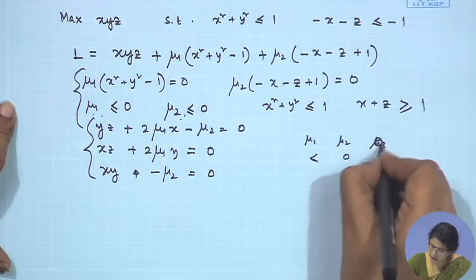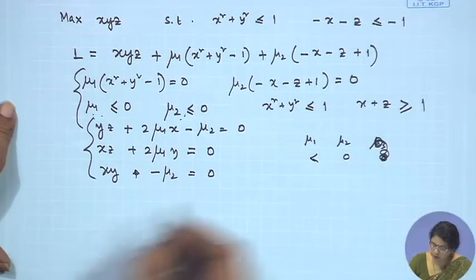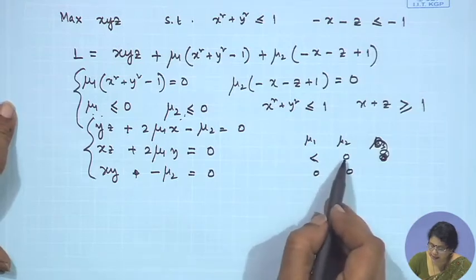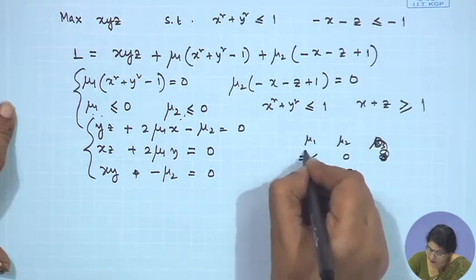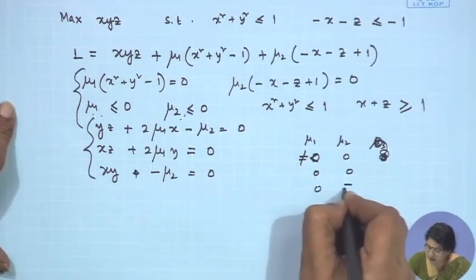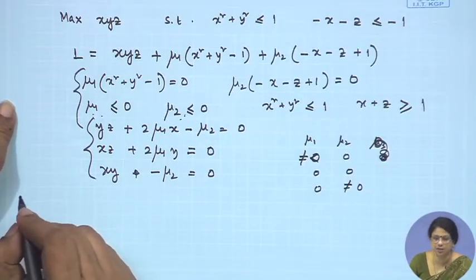Mu 3 is not there, only mu 1 and mu 2. That is why both can be 0, one can be 0 and one non-zero, or both non-zero. These are all the conditions together.